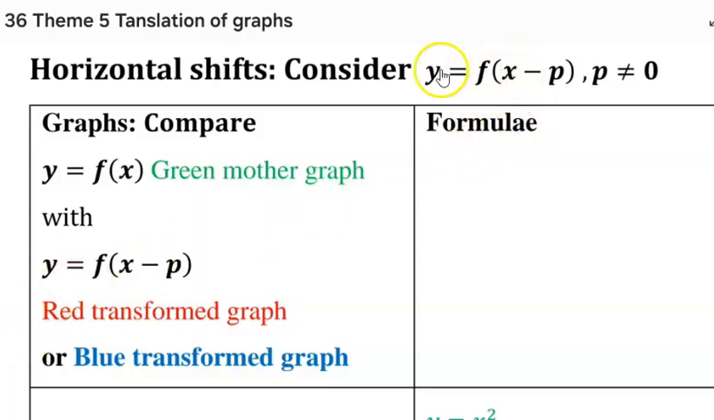I chose to write the formula as f of x minus p and not f of x plus p, so that it corresponds to all the other equations that we had before. In this case, this will cause horizontal shifts. Because what happened at P before will now happen at 0. So the graph will shift. If P is positive, it will shift P units to the right.